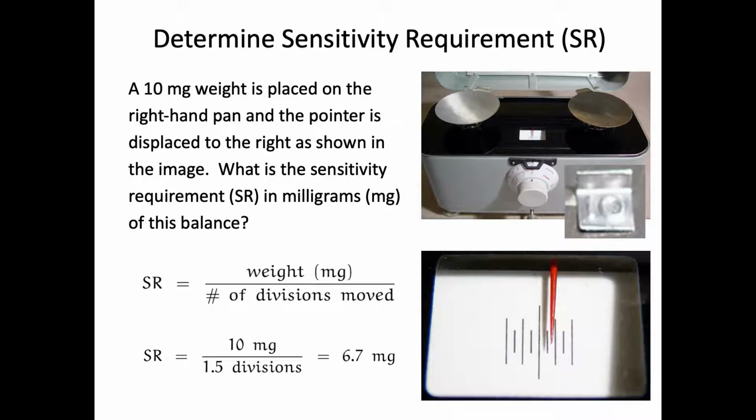So the weight per division would be 10 divided by 1.5, which is 6.7. So we would have our sensitivity requirement for that scale to be 6.7 milligrams, because it's the 6.7 milligrams that is expected to deflect the pointer at least one division from the center line. And that's what the sensitivity requirement is. It's the least perceptible change, and the weight that can produce that.